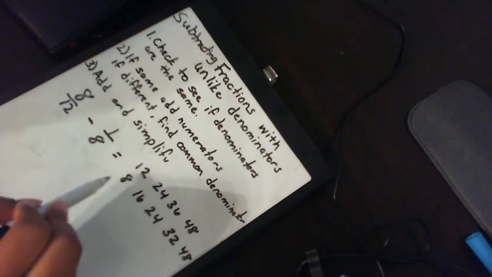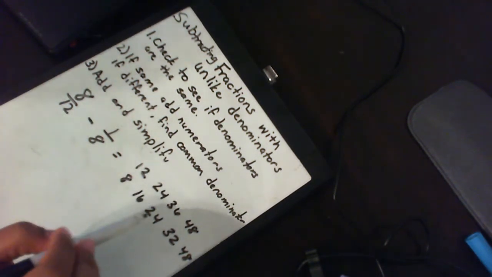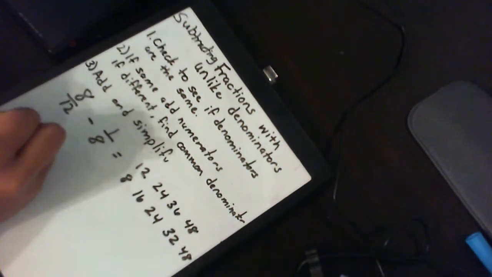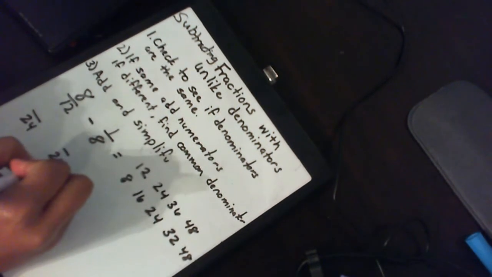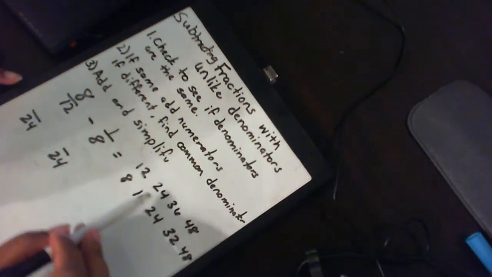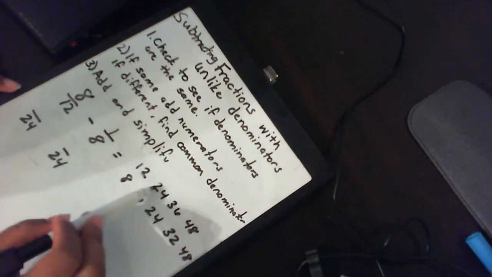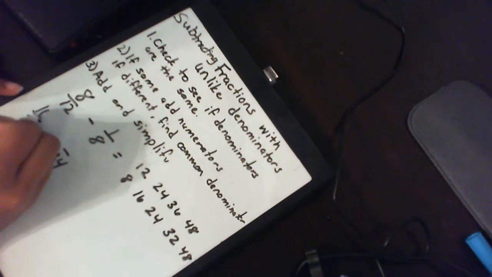So, 8 and 12 don't work. We have 16, we have a 24, but I have two 24s, so 24 would work. So we put over 24, over 24. Now we count how many spaces. So this is my 12. To get to 24, we hop 1, 2 spots. This is the second spot. So we'd multiply that, and we get 16.